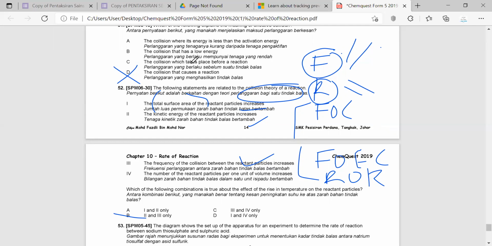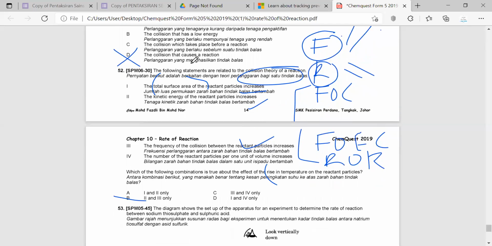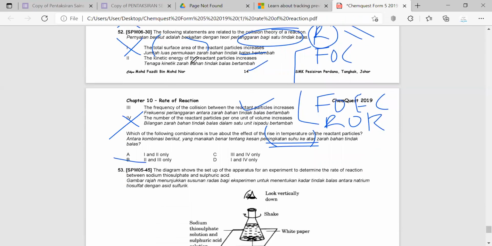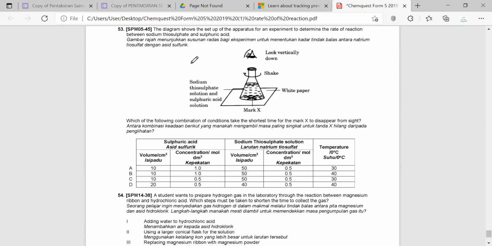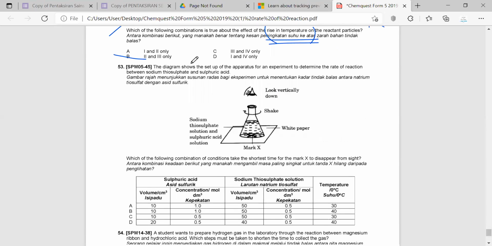Oh no, teacher, because it asks about the effect of the rise in temperature on the reactant particles. It asks for the combination for temperature. Did they say temperature? Oh, yeah, teacher didn't see. Okay, sorry. Okay, they're asking for temperature. Yes, okay, number 1 is out and number 4 is also out. Very good. So the answer is 2 and 3, correct. So you must memorize this, okay?